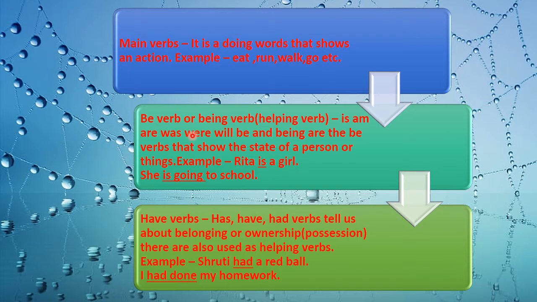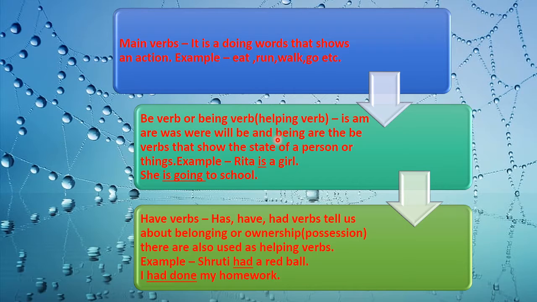Now next we have be verb or being verb. We also call it a helping verb. These verbs are is, am, are, was, were, will be, and being. They are the be verbs that show the state of a person or thing. So this verb shows the state of a person or thing.